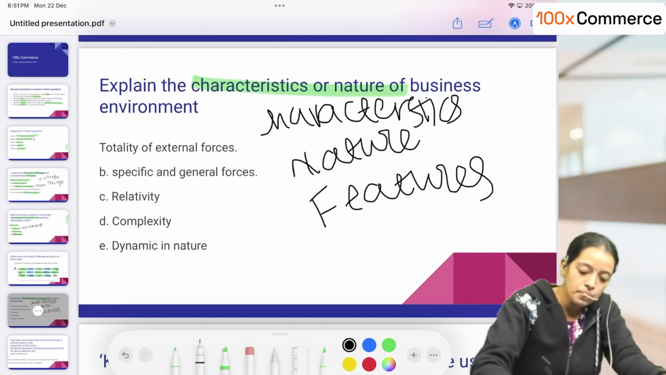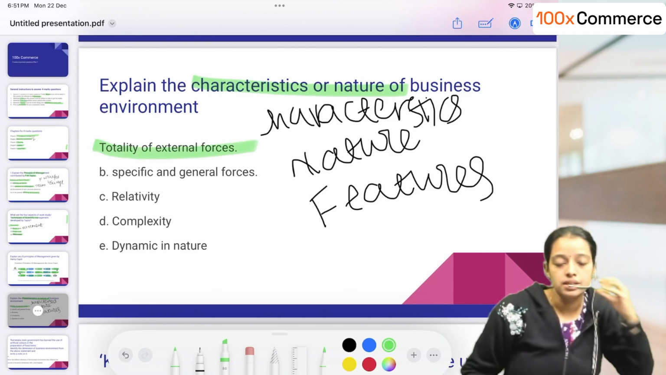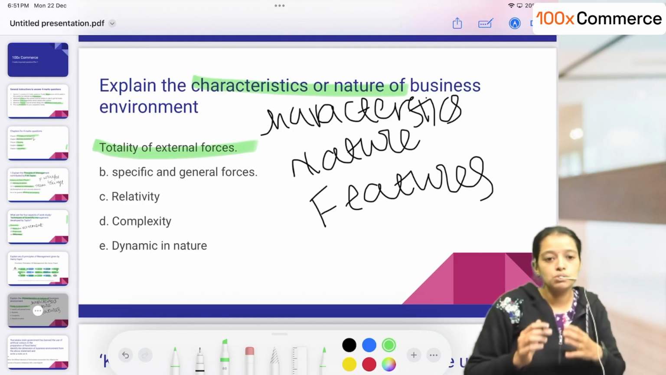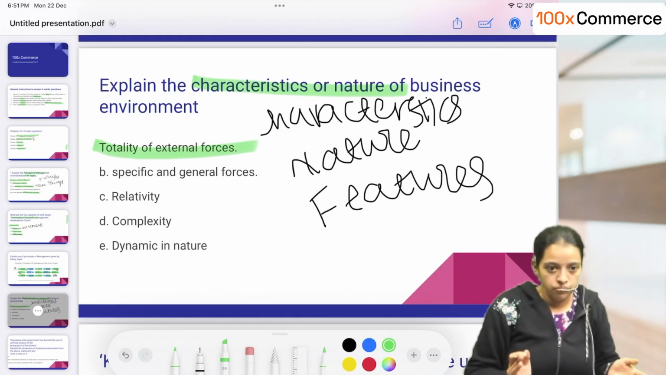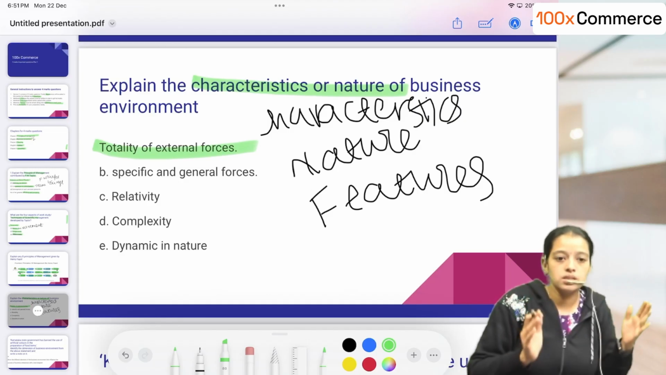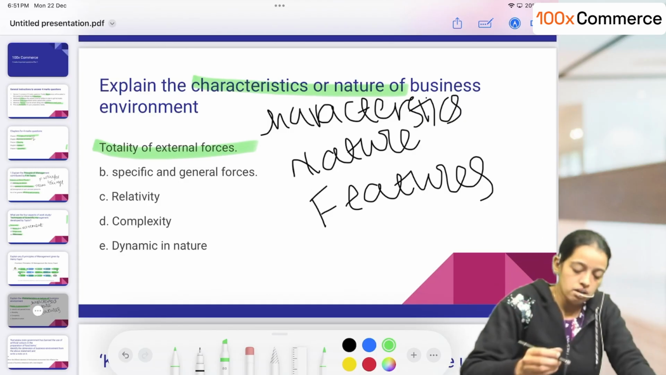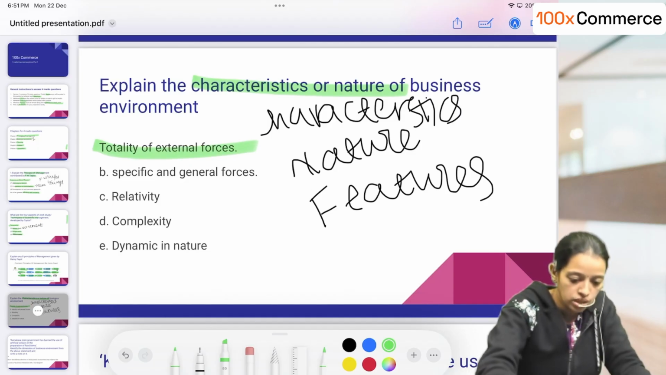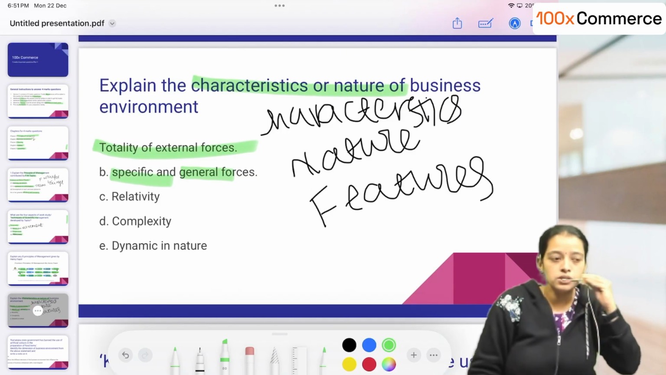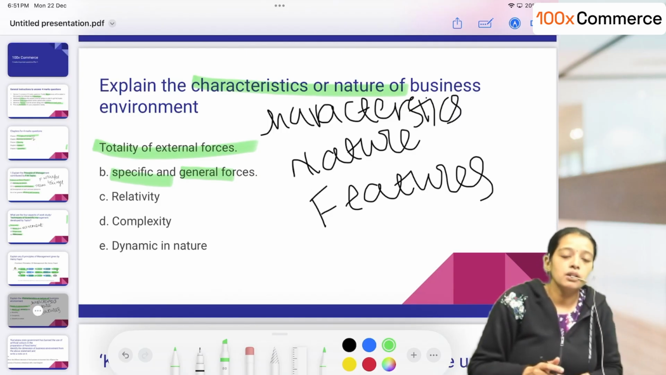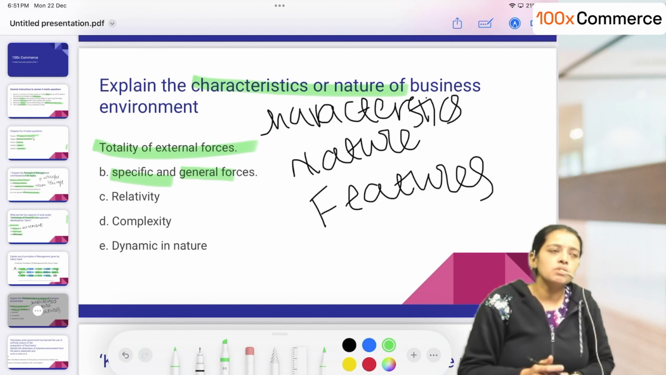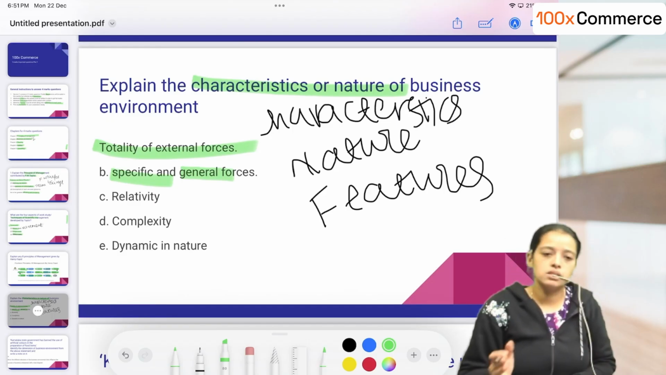So what is this? It is the totality of external forces. As we know, business environment is exposed to different external forces. The business environment concept itself is a totality of all the external factors that are there, and out of these forces, some are specific and some are general. Specific, for example, suppliers and customers, all these are specific in nature. General forces will be your political system, economic system, etc.